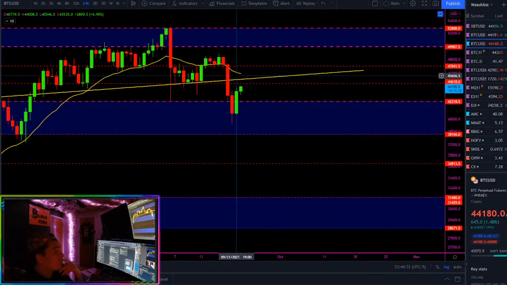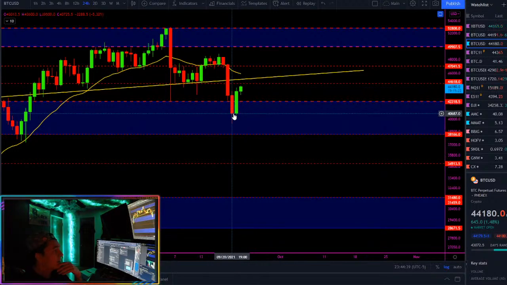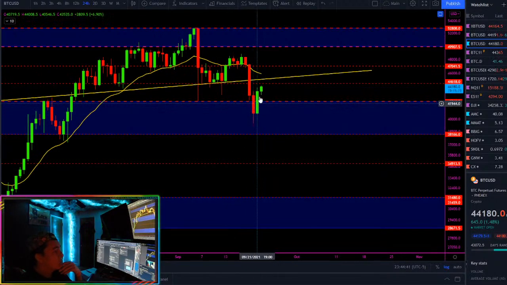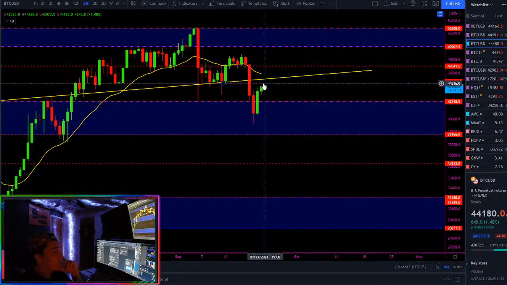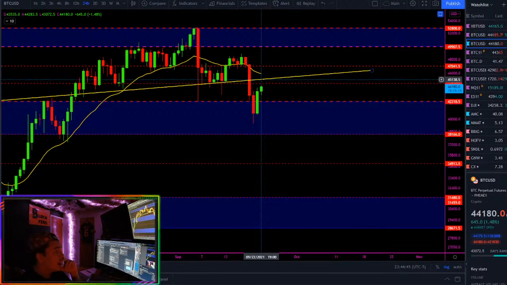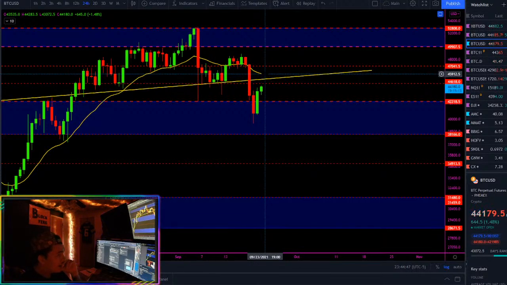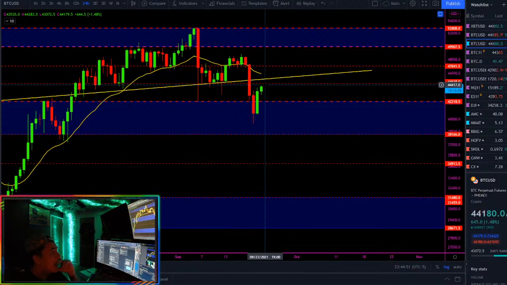Again, as long as we remain below that 21 exponential, I'm going to be very confident of a lower high structure here. So yes, I do believe we are seeing a little bit of relief right now and a little bit of continuation. Definitely possible back above 44,600 here. I'm going to be looking at the 21 as the potential target at the current moment in time. And guess what? I have positions lined up right here, which I'm actually close to entering one. And you know what? Let me scratch that for a second.